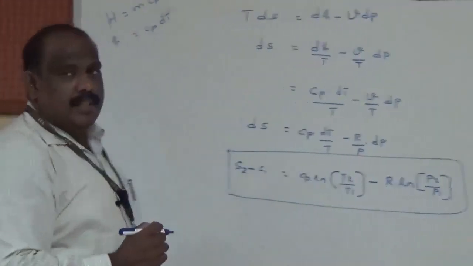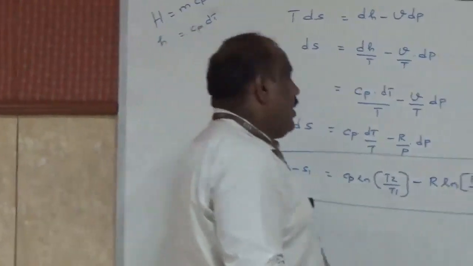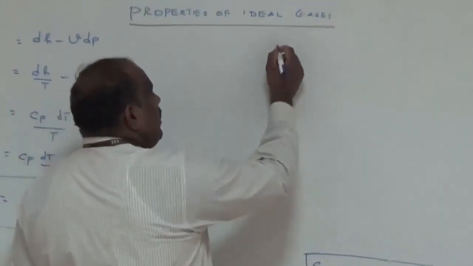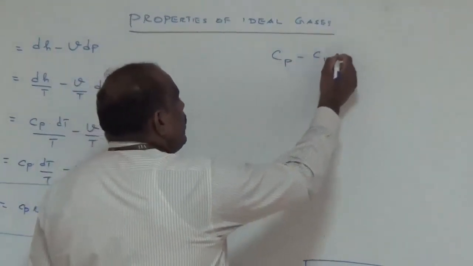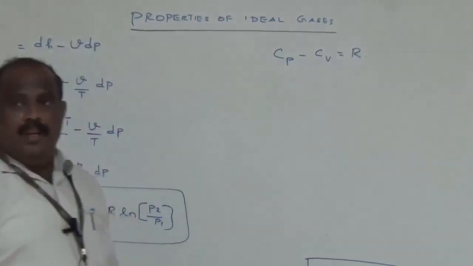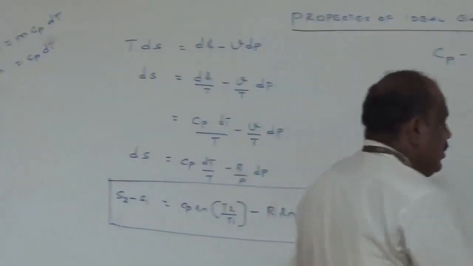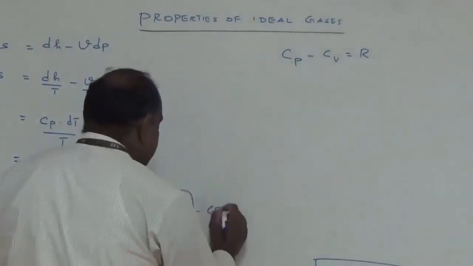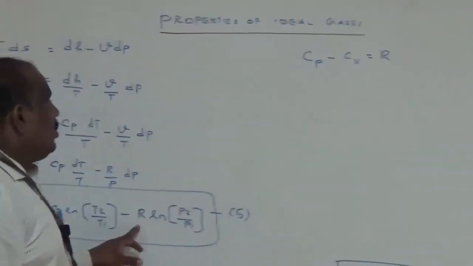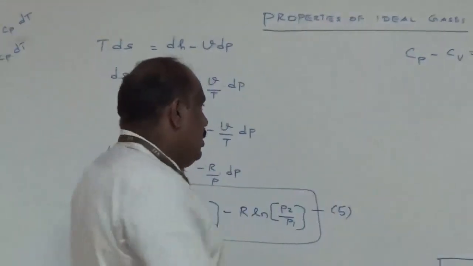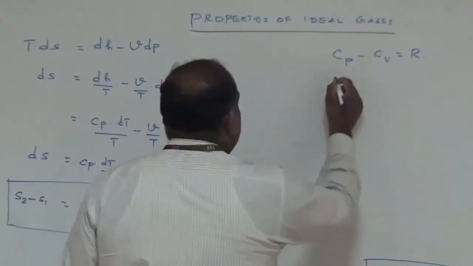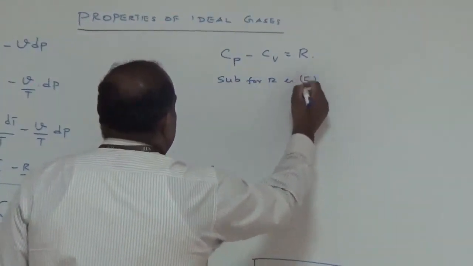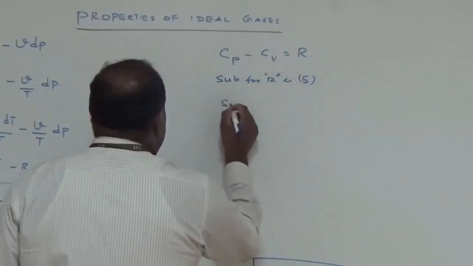It can be applied for any process. It is independent of the process. And what is the relationship between Cp, Cv and R? Cp minus Cv equal to R. Let us call this equation number 4 and this equation number 5. Now for R, you substitute Cp minus Cv. Substituting for R in 5, I will end up with another formula.